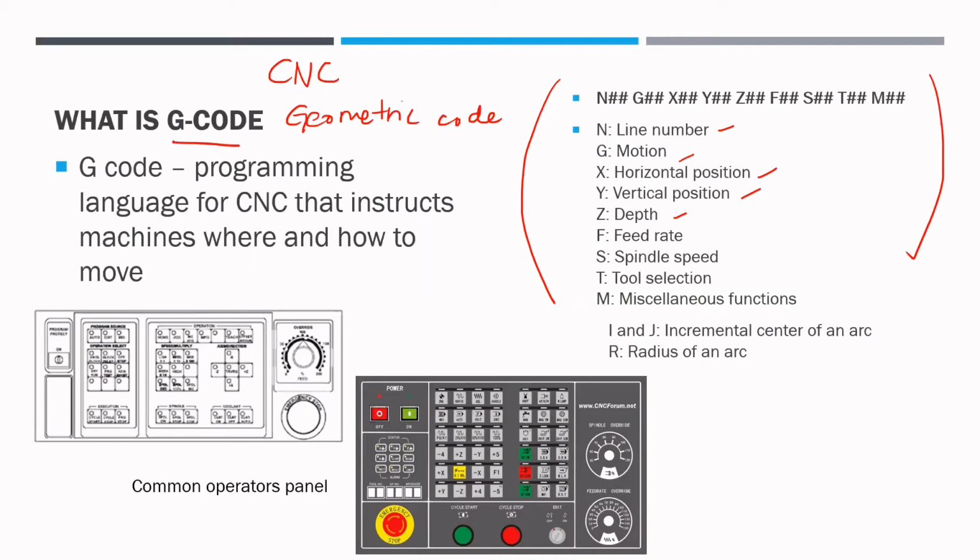And at the bottom here, we have a figure that shows a common operator panel. As we can see here, a CNC machine is normally controlled by a computer and software. However, most CNC machines have a range of controls for manual use.